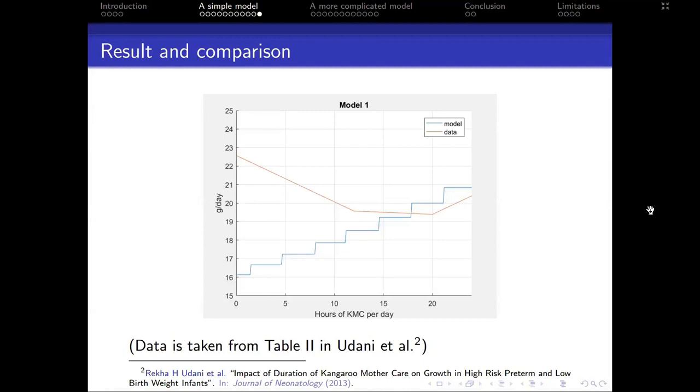Here is the result. This graph shows the dependence of weight gain per day on the number of KMC hours per day. The red line is from the empirical data, and the blue line is our calculated result from this model. As you can see, this model suggests that the longer KMC time is applied, the more weight is gained per day. Our result is consistent with the increasing trend of the data when delta is greater than 10, but it is much different from the data when delta is less than 10.